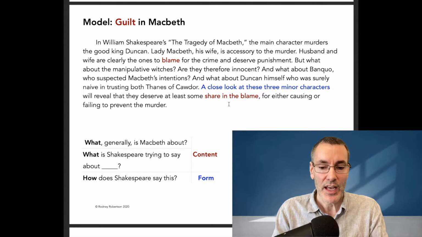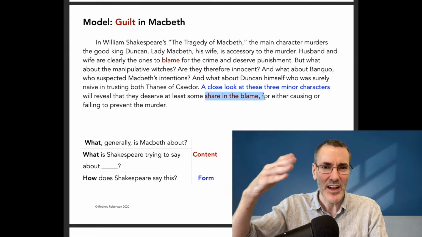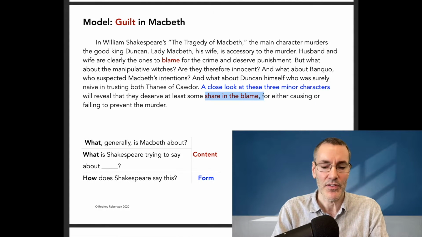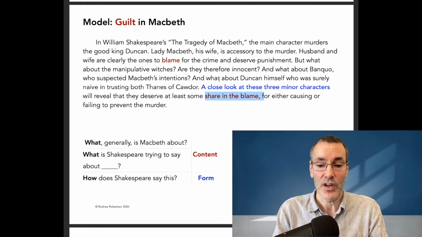Then they put that together. So they want to talk about the share of the blame. They want to talk about who's to blame. They want to say that lots of different people are to blame for this. Then they ask the third question: how does Shakespeare say this, that guilt is not just confined to the two main protagonists?